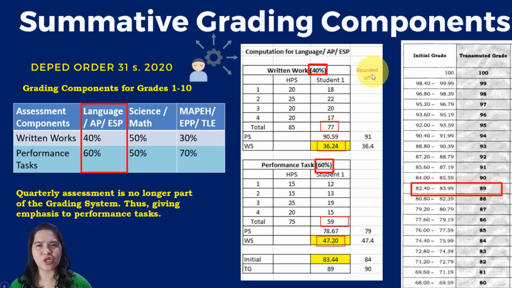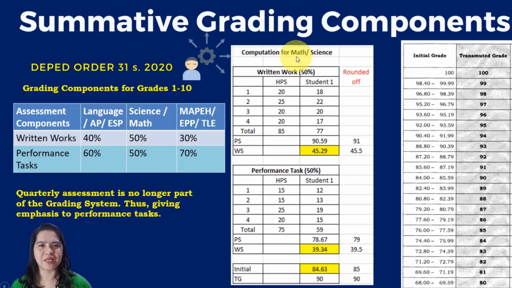By the way, in the computation, you will notice that I provided an additional column to show you that there's 1 point difference in the grade computation once you immediately round off the percentage score to whole number. Let's now proceed to another example, this time for mathematics subject as stipulated in our DepEd order.